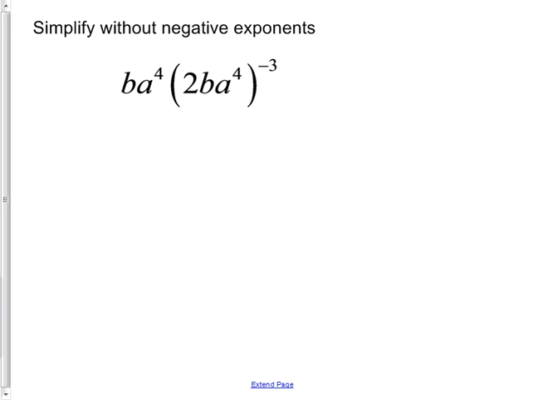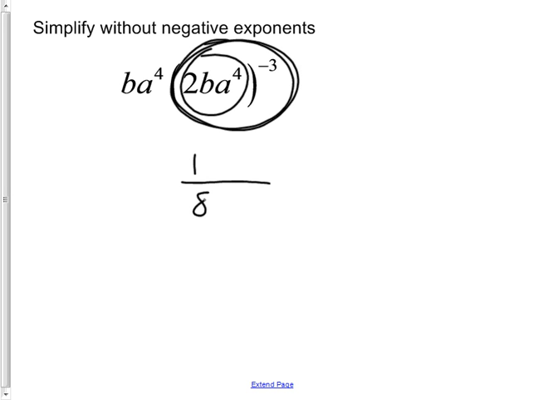Okay, so that's on the inside. There's nothing really to do in there. So then I'm going to do this next. Everything needs to be put to the negative 3rd power. Well, 2 to the negative 3rd. Well, 2 to the 3rd would have been an 8. But to the negative 3rd, that's a 1/8. Like that.